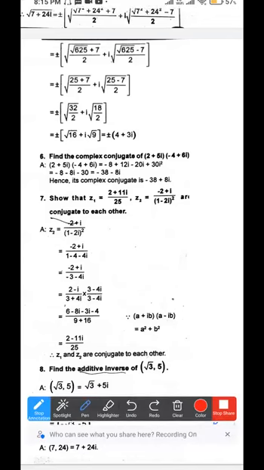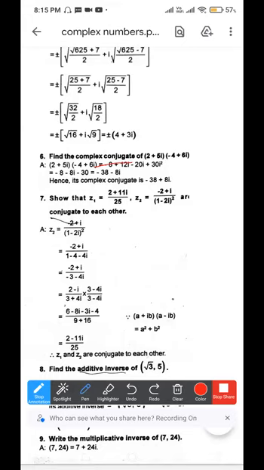We need to find the complex conjugate of (2 + 5i)(-4 + 6i). They asked us to find the complex conjugate. So what is a complex conjugate? First of all, we'll open the brackets by multiplying: 2 into -4 is -8, 5i into 6i is 30 i square. i square is nothing but -1, so 30 into -1 is -30.